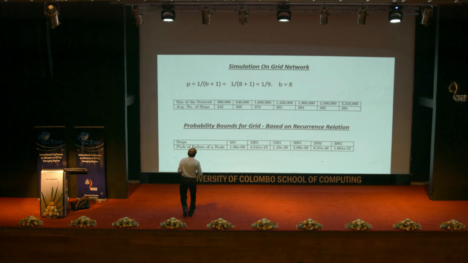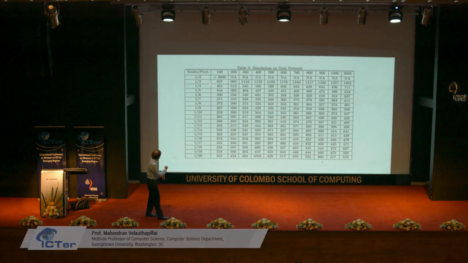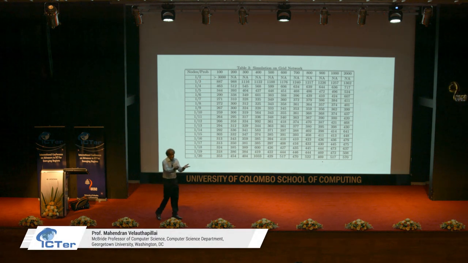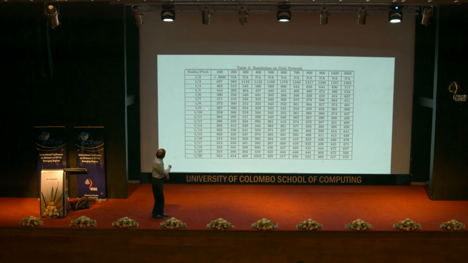Anyways, next is the simulation on a grid network, for different probabilities. Again, the system guys will always complain, so we say, hey, look at this. When you come to 1/9, we get the best results. When it's 1/5, for 100 nodes you need this many. But when you have 1/9, this is the best value. Everything else goes up.